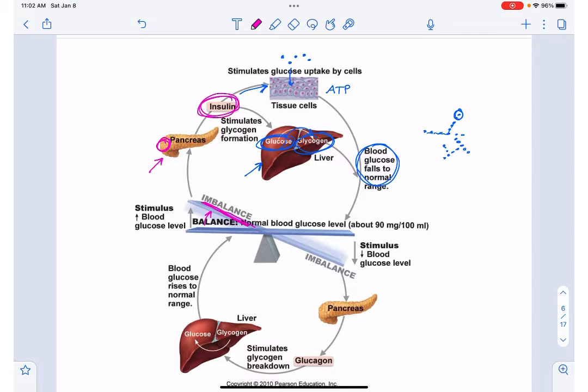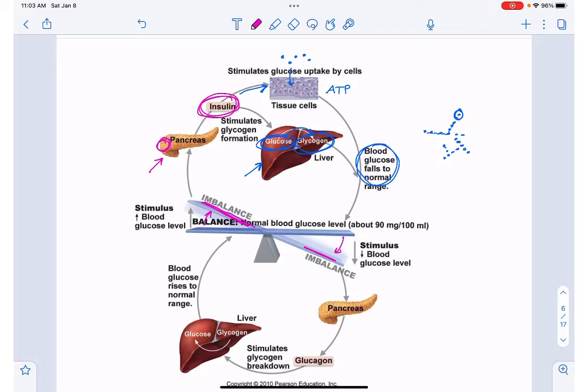What about when our blood sugar gets too low? This is hypoglycemia. And when might this occur? Well, maybe you haven't eaten for 8 hours, 10 hours. What about when you're sleeping? Your blood sugar is going to fall. And this is something that needs to be corrected.